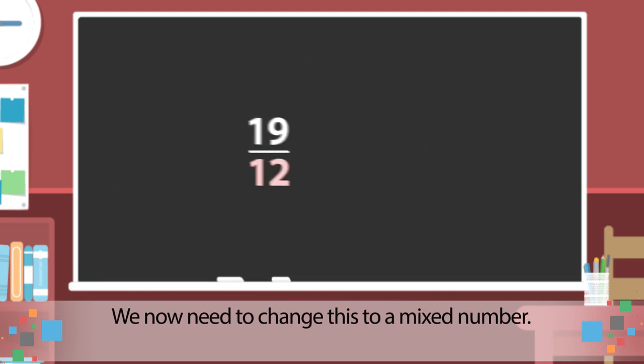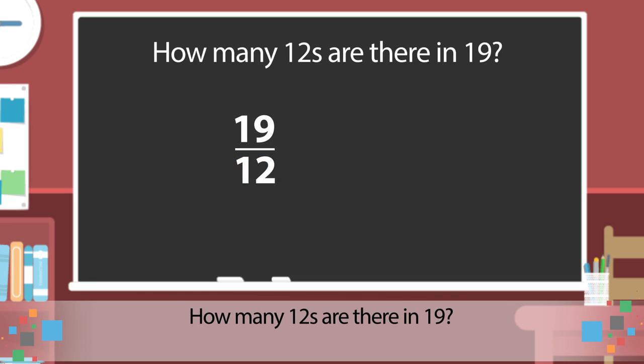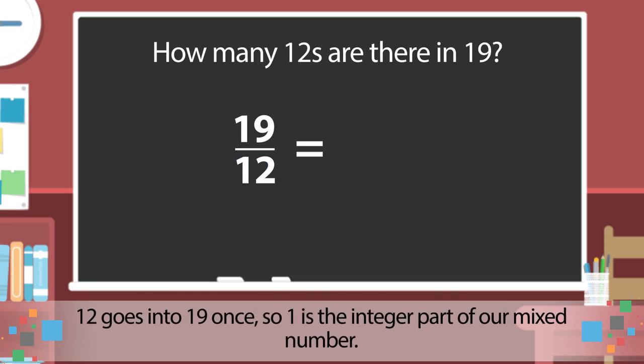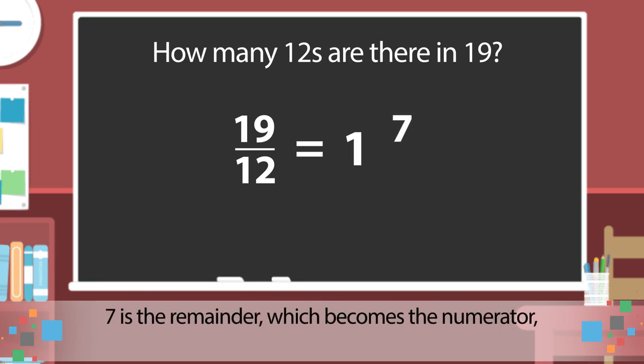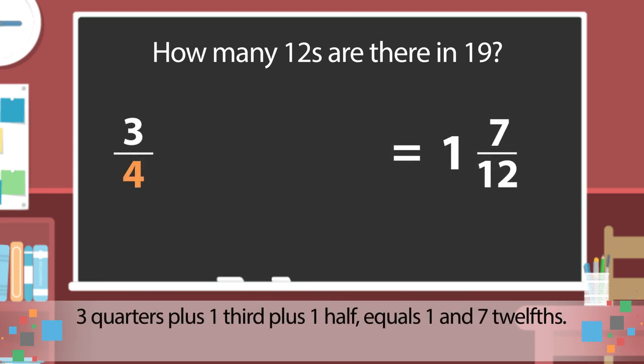We now need to change this to a mixed number. How many 12s are there in 19? 12 goes into 19 once, so 1 is the integer part of our mixed number. 7 is the remainder, which becomes the numerator, and the denominator remains 12. 3/4 plus 1/3 plus 1/2 equals 1 and 7/12.